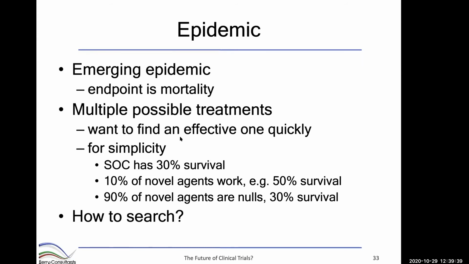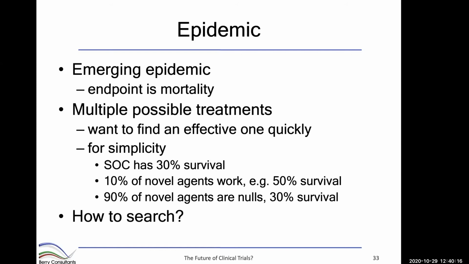This is an old example that we've shown on a few slides, and this was more motivated by the Ebola outbreak. Suppose that standard of care has 30% survival. We certainly want to improve on that. We want to explore a lot of novel agents, and unfortunately, most of them don't work. So 10% of them work, they improve survival to 50%, 90% don't, they leave survival where it is. So this is just a simple example. I'm laying out the state of the world.